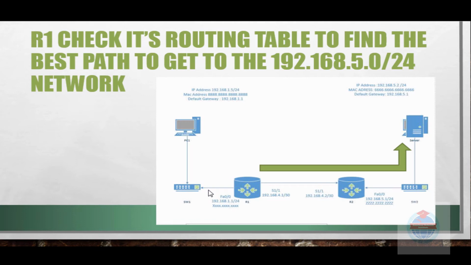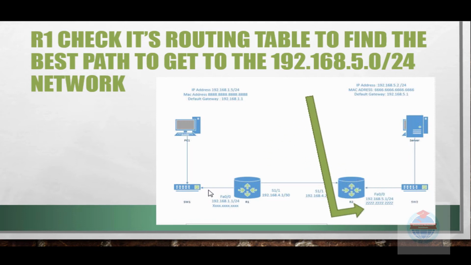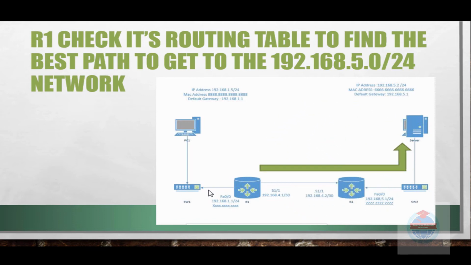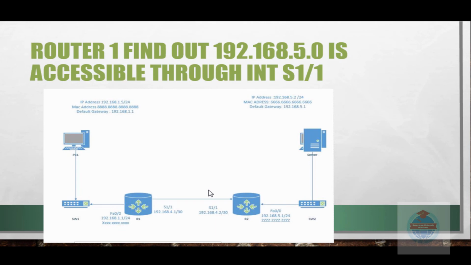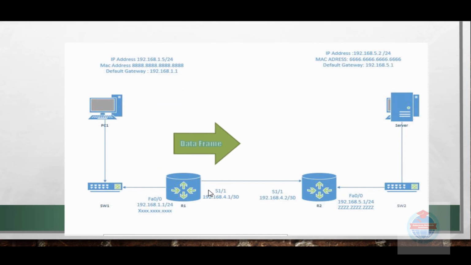R1 checks the routing table to find out the best path to get to the 192.168.5.0/24 network, which you can see over here in this graphic. It finds out that 192.168.5.0 is accessible through the interface S1/1, as we mentioned before. So it gets the data frame.